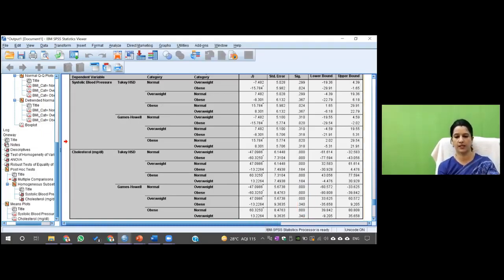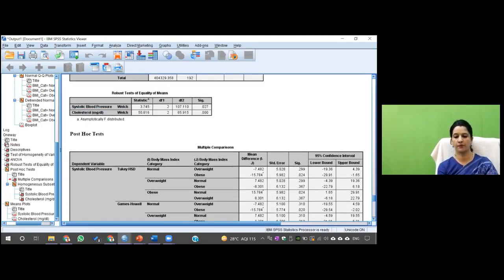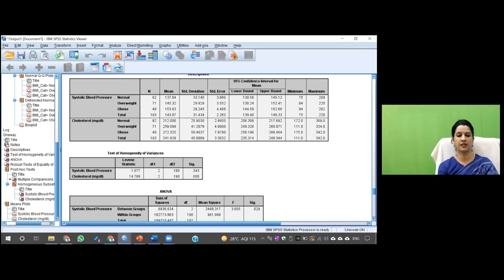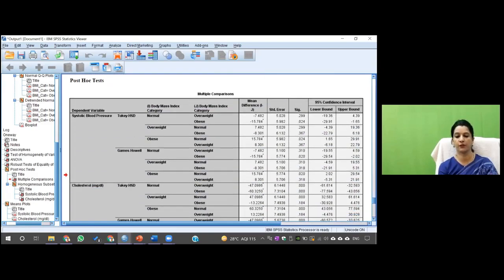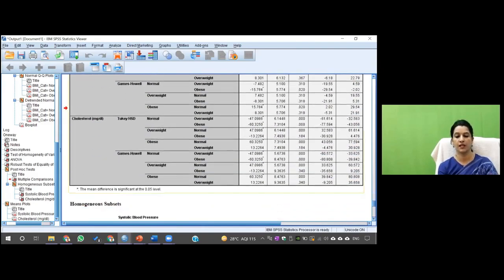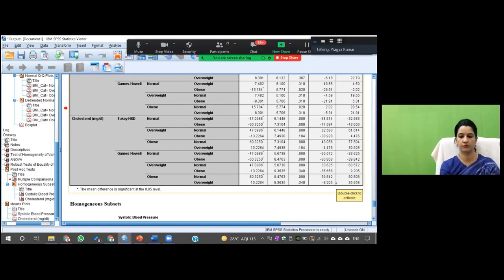If you see the cholesterol, I'll show you once again here. We can go up and we can see here the value of this was 0.000, which is telling us that equality of variances is not assumed. And we did that if equality of variance is not assumed, then we have to take the value of the Games-Howell post hoc test, and I will focus on this significant value.